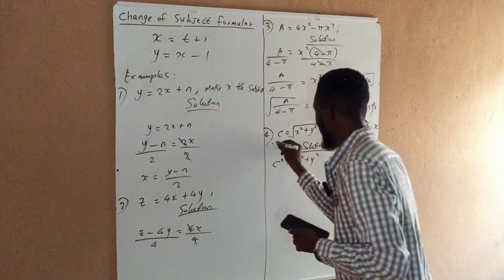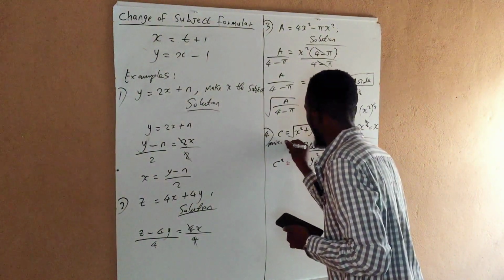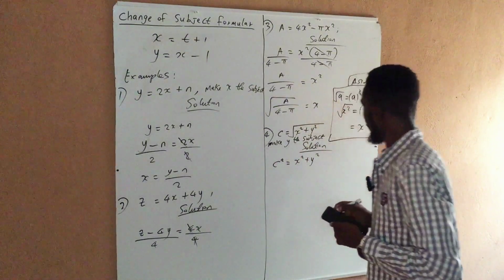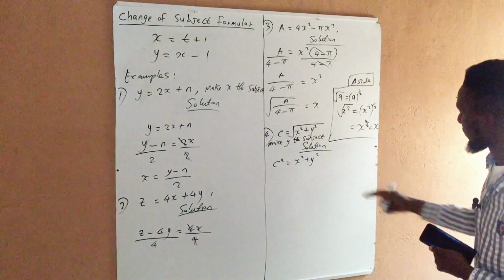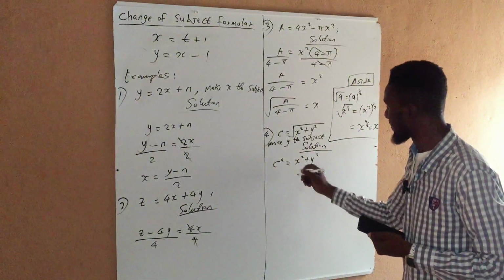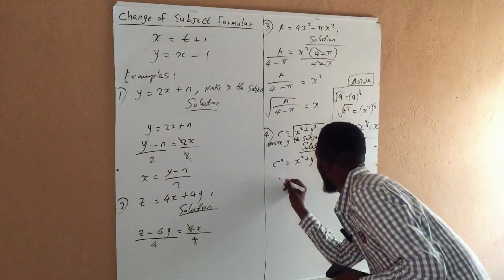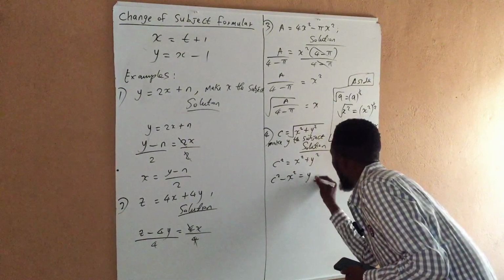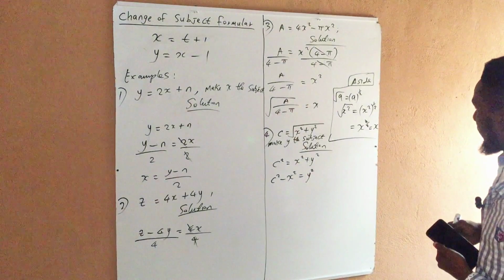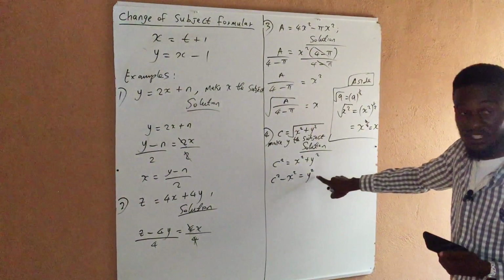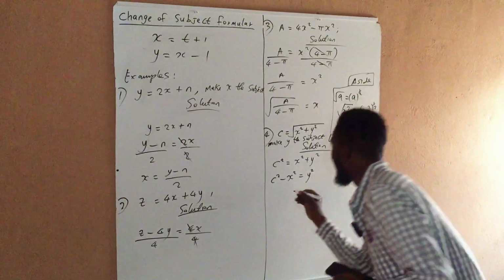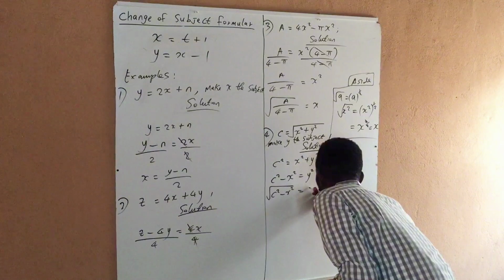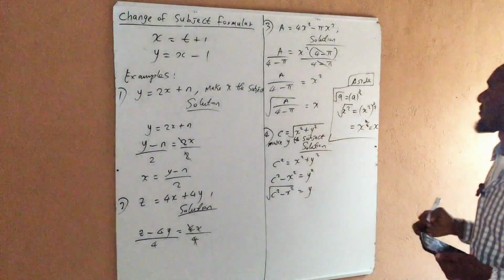Remember, we are making y the subject. Now, x squared will come to this side, and you have c squared minus x squared equal to y squared. And now, to eliminate this square in y, you take the square root of both sides again. You have square root of c squared minus x squared equal to y. That's all. As simple as that.